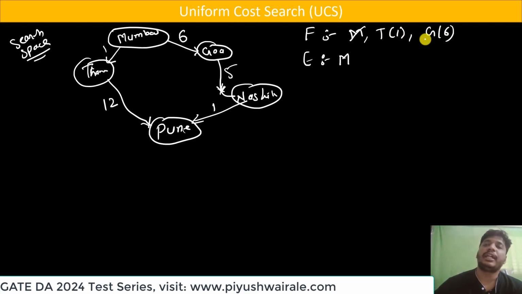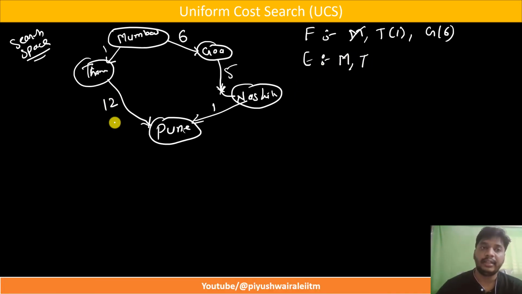But out of Thane and Goa, which node do we have to visit first? Which one has the lowest cost? Thane, right. So we go to Thane first at a cost of 1. From Thane, I can go to Pune, but at what cost, 12 or 13? 13, because we have to consider the lowest cumulative cost. In order to go to Pune from Mumbai via Thane, it will require 13 units. So I can add Pune equal to 13 units.